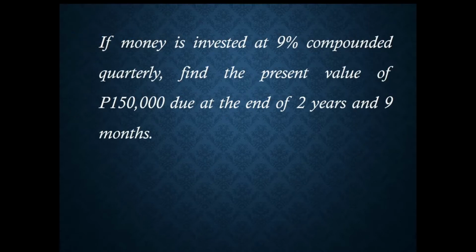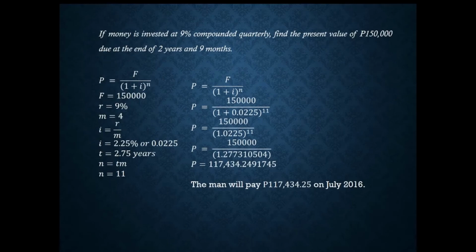Okay. So let's say we have a word problem here. If money is invested at 9% compounded quarterly, find the present value of 150,000 pesos due at the end of 2 years and 9 months. Just like what we did earlier, we need to identify the values that we need to substitute to our formula. Here we already have the future value, which is 150,000 pesos, and we need to find the present value. Hence, we're using the formula that we have here.